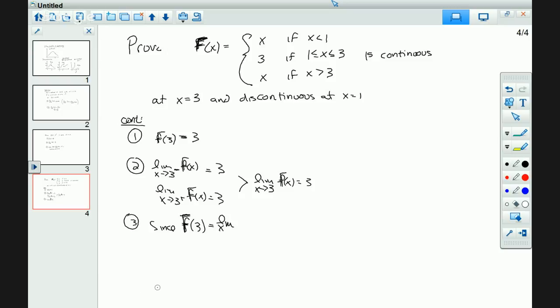It's very, very easy to use smaller case letters. F is continuous.